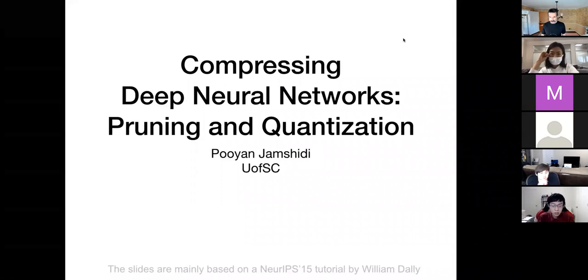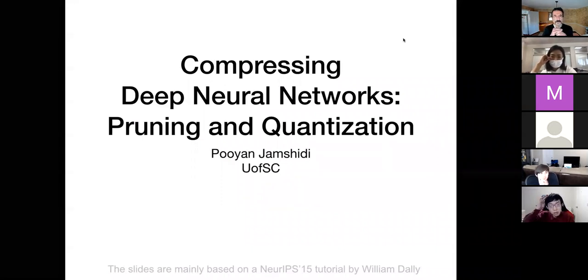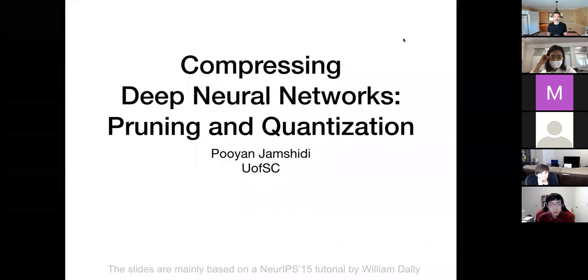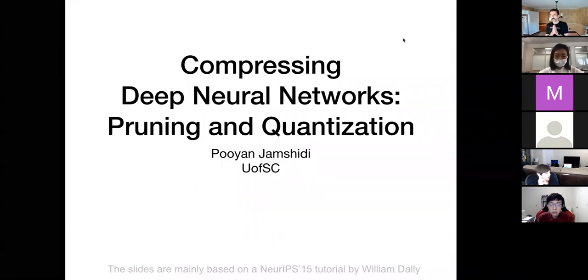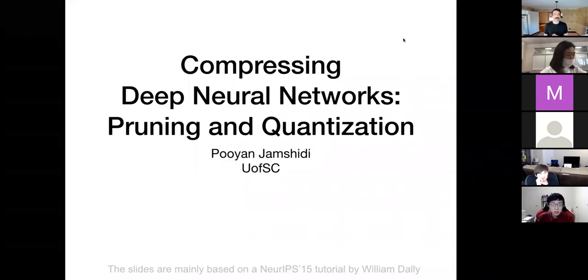Okay, let's get us started. So the plan for today is to discuss model compression, which is basically a continuation about the hardware layer of the machine learning system stack.